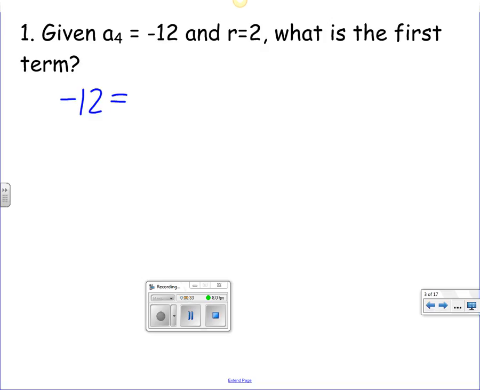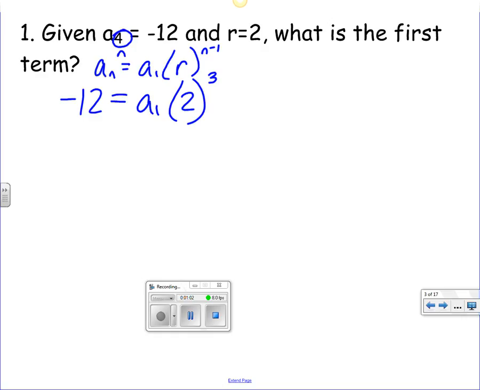So, all right, A1. And do I know R? What is it? 2. And what is my N minus 1? 3. So this right here, this 4 is my N. Subtract 1 gives me 3. Okay? So negative 12 equals A1 times 2 to the third. I'll write the formula above it, just so people know where it's coming from.